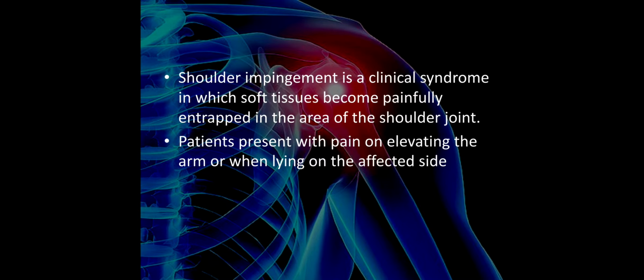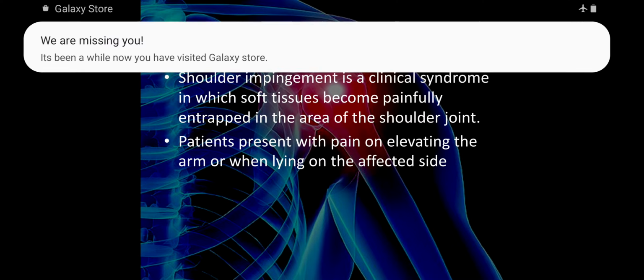So shoulder impingement is a clinical syndrome in which soft tissues become painfully entrapped in the area of the shoulder joint, and patients present with pain on elevating the arm or when lying on the affected side. So mainly the patient who comes to OPD will be complaining that when they are lying on the affected side, they feel pain in the shoulder, as well as when they are doing elevation of the shoulder, they may have pain.